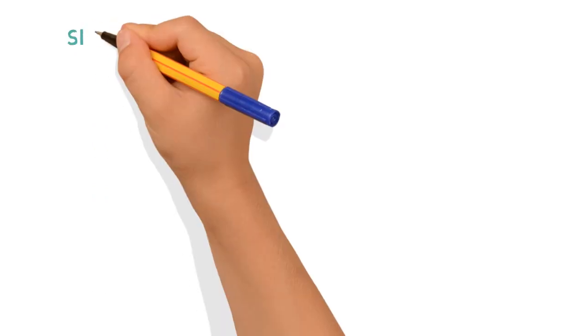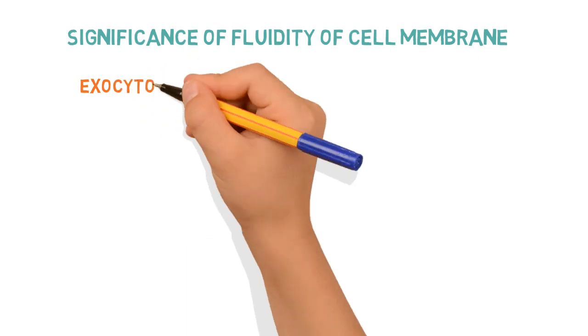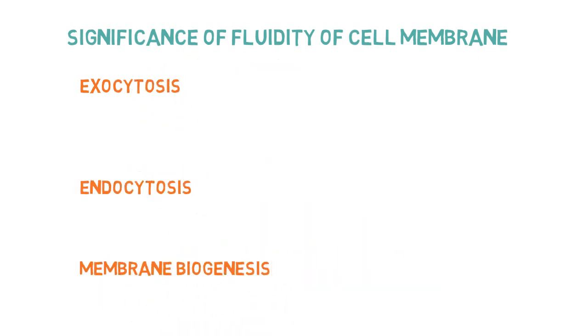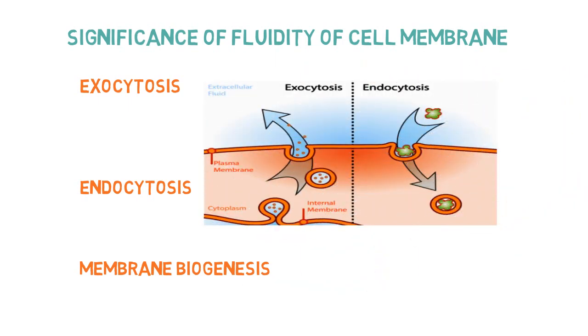Fluidity of a cell membrane plays an important role in exocytosis, endocytosis, and membrane biogenesis, to compensate for the part of a cell membrane lost during these processes.